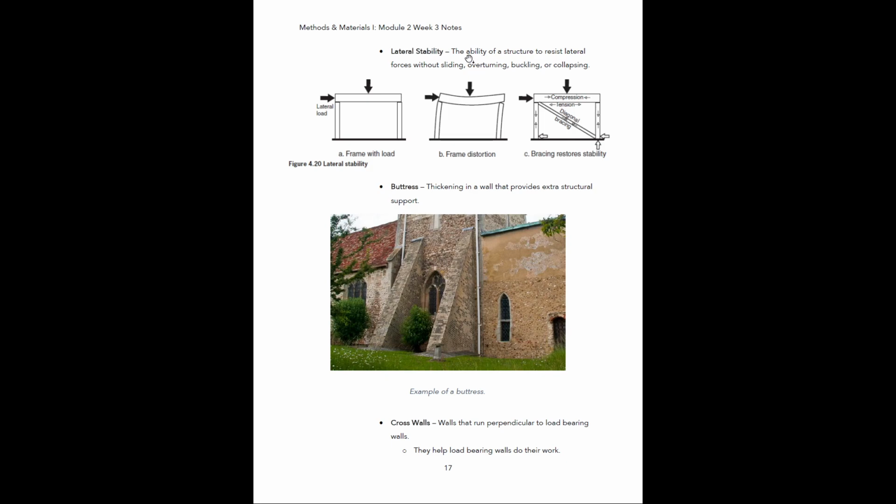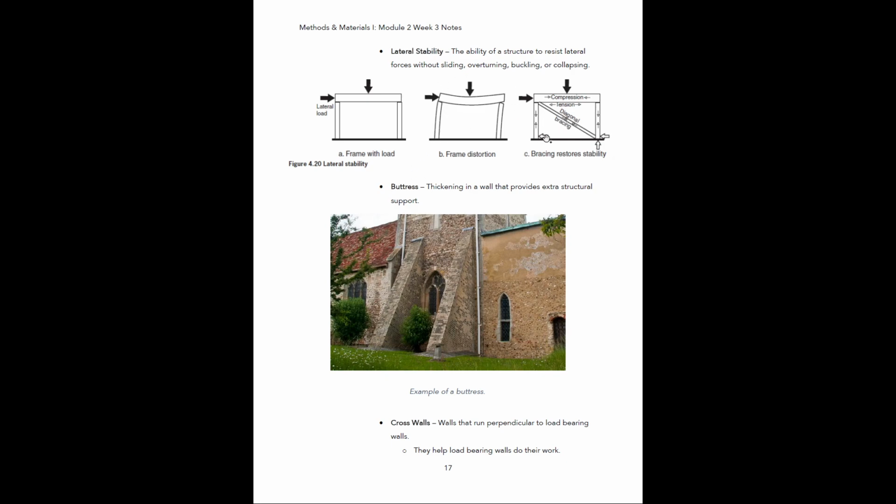Lateral stability. This is the ability of a structure to resist lateral forces without sliding, overturning, buckling, or collapsing. Here you can see in this diagram, we have our lateral load that's coming this way. Our load is basically a measurement of the lateral force that is hitting this structure from the side. Also, this structure is going to experience some gravitational load downward on it. So when you get both of those together and the force is too much, you can see that the frame becomes distorted and it could even fail and totally just fall apart.